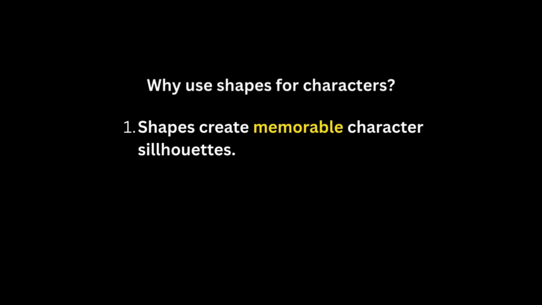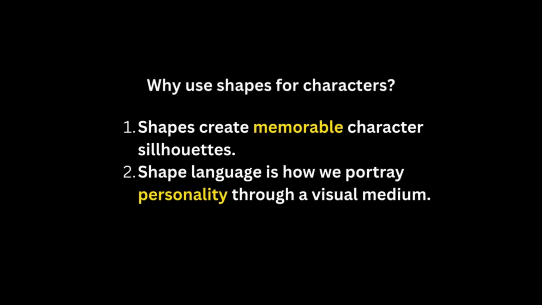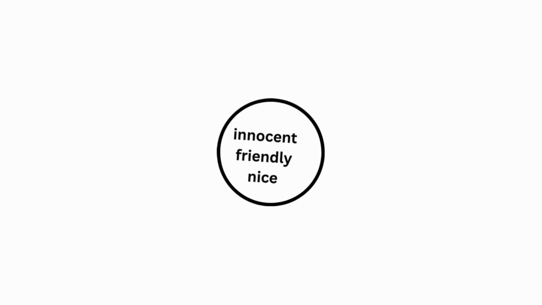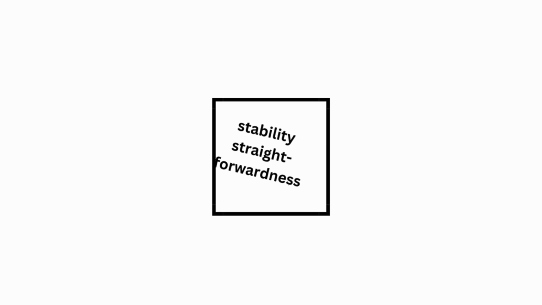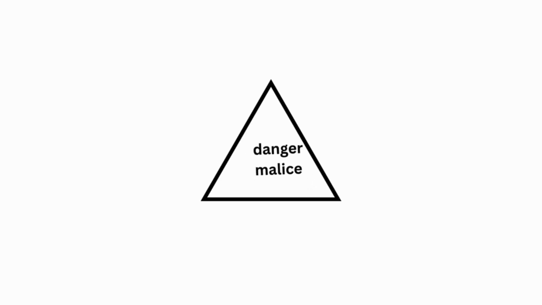So why do we use shapes for characters specifically? Well, for two reasons. One, shapes create memorable character silhouettes, and two, shape language is how we portray personality through a visual medium. Here's those examples using shape language. Circles represent innocence and friendliness, like Mickey Mouse. Squares represent stability and straightforwardness, like SpongeBob. Triangles represent danger and malice, like Maleficent.